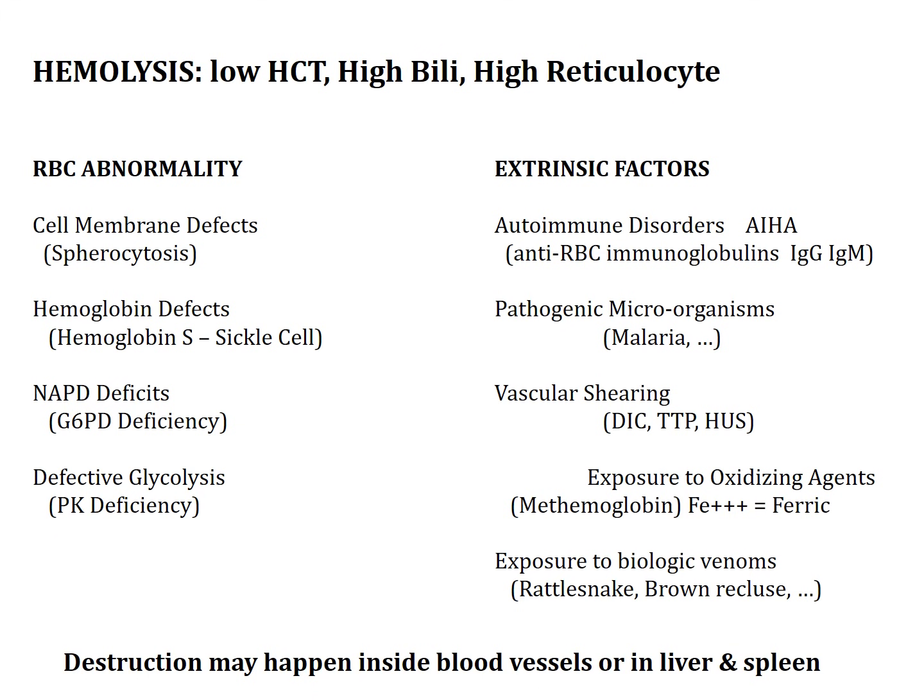And hemolysis can happen due to so many different things. There could be something wrong with the red blood cell. The cell membrane is defective. The hemoglobin molecules are defective, such as what you see in sickle cell anemia.